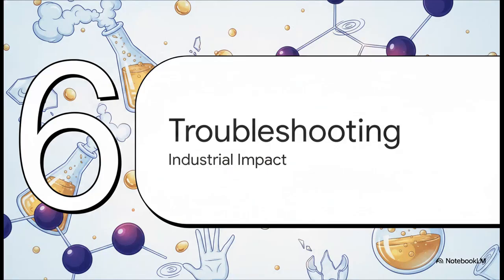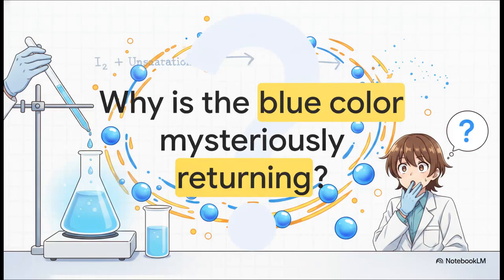And finally, Section 6, Troubleshooting and Impact. What happens when the experiment doesn't go exactly as planned? A super common mystery at the lab bench is the phantom return of the blue color. You hit your endpoint, the solution is perfectly clear, you turn around to jot down your data, and suddenly the flask is turning blue again.